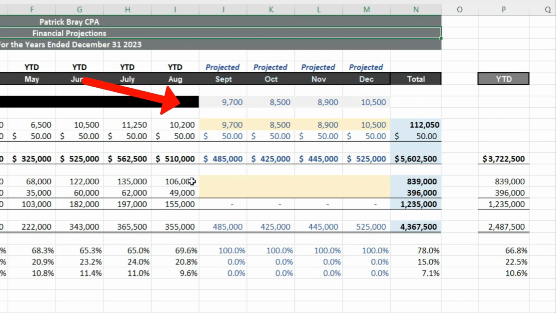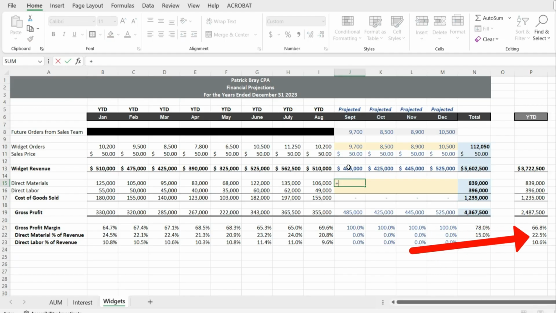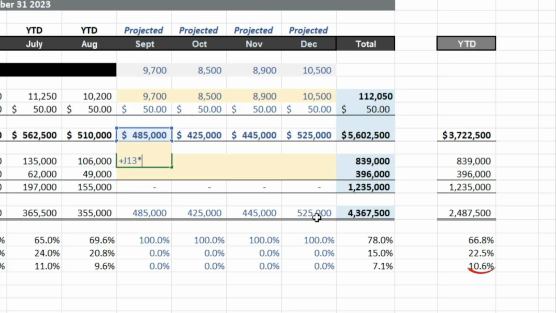The approach I'm going to take here, and there's many approaches you could take with cost of goods sold, but I'm going to do quick and dirty here, and I'm going to use the weighted average percent of revenue for my direct materials, and I'm going to use that as my estimated cost going forward. So in this instance, year to date, 22.5% of the widget sales is related to direct materials, and I'm just going to run that forward. Now that's quick and dirty.